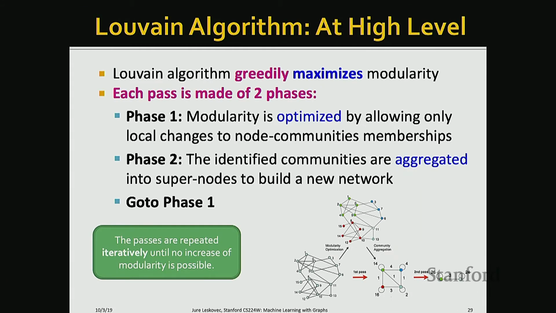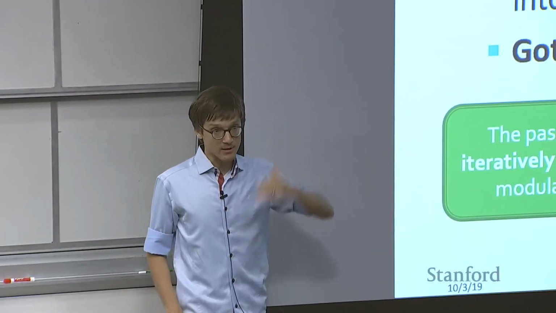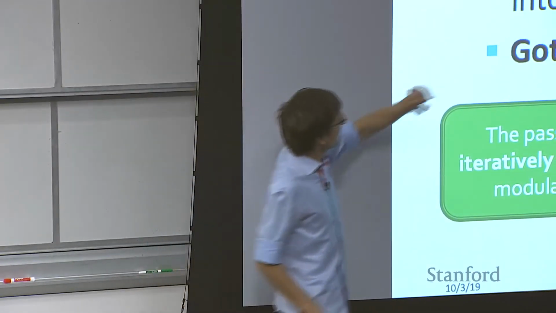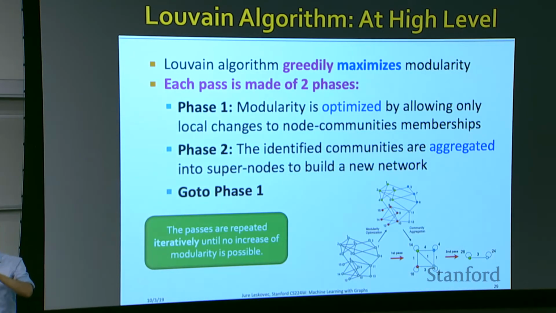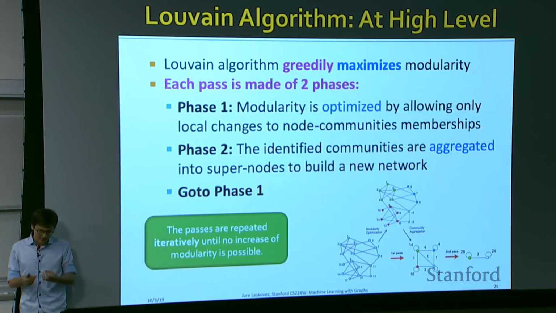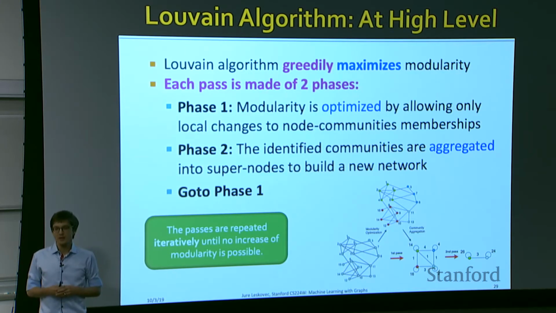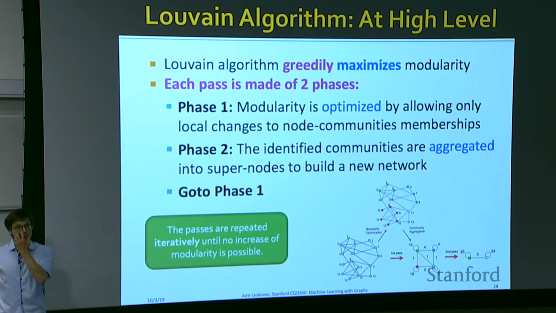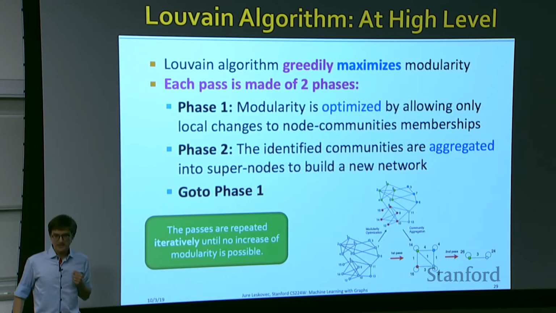The Louvain method, the overview is the following: this will be a greedy maximization of the modularity score, and each pass of the algorithm will have two phases. In the first phase, we will optimize modularity by doing local changes to node community memberships. Essentially, we look at a node and say, if I move this node from this community to any other community, will the modularity increase? If the answer is yes, I will do that, and I will keep doing that until no good move exists.